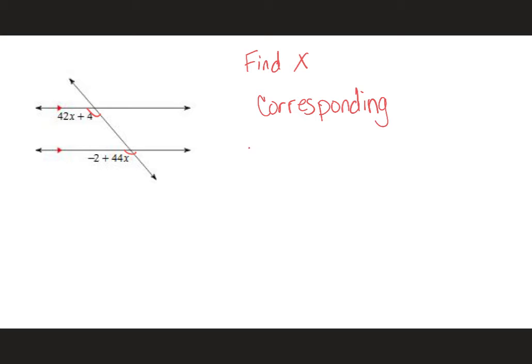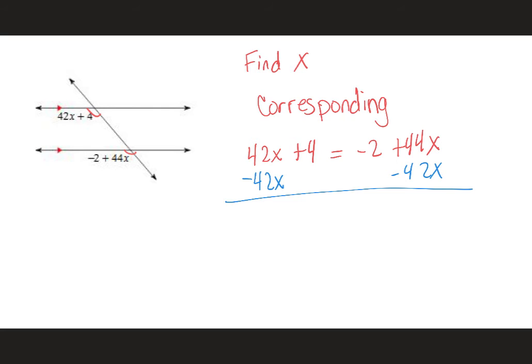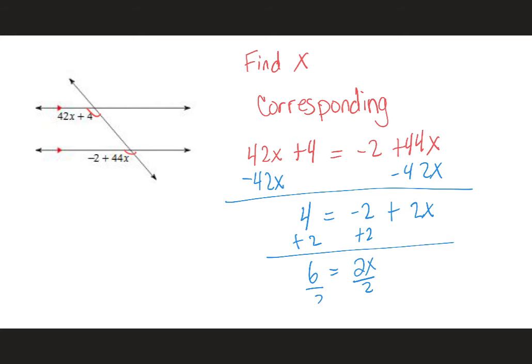So I can say 4x plus 4 equals negative 2 plus 4x. And now I'm going to solve for x by isolating my variables. So I'm going to move 4x to the other side. 4 equals negative 2 plus 2x. Then we're going to add 2 on both sides. So 6 equals 2x. Divide by 2.